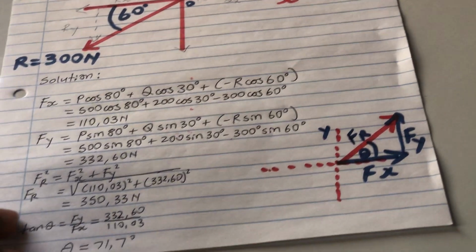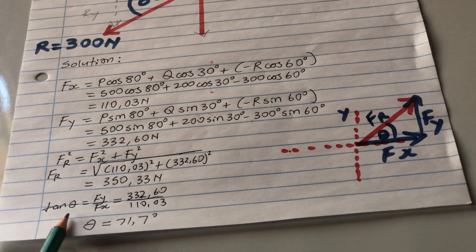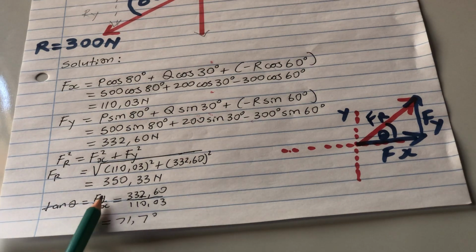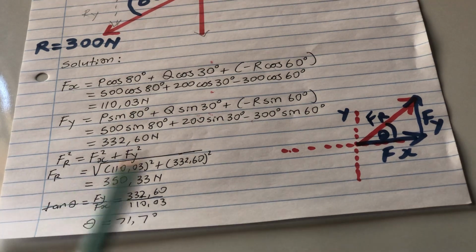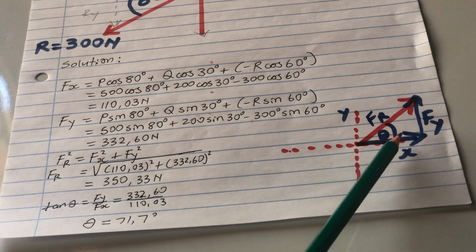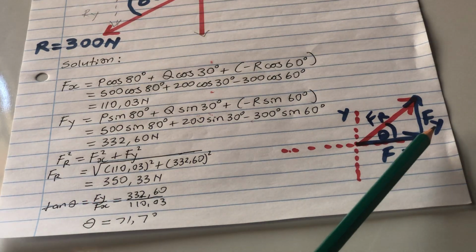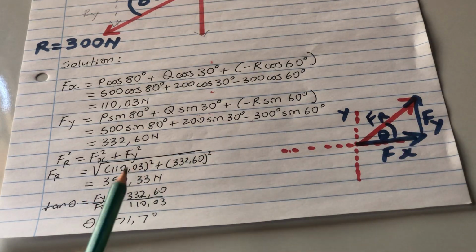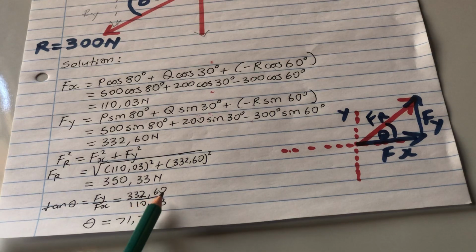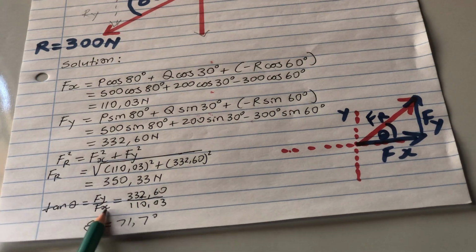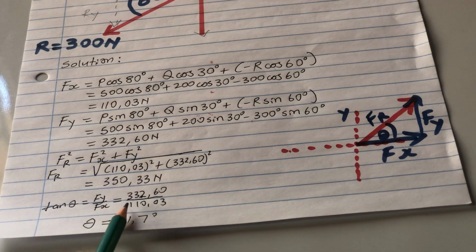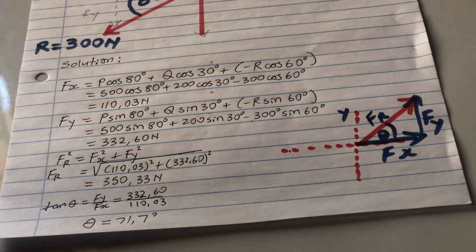So tan theta equals opposite over adjacent. Do we have the value of the opposite, which is Fy? Yes, it's 332.60. And then the value of Fx is 110.03. Then we use our calculator.